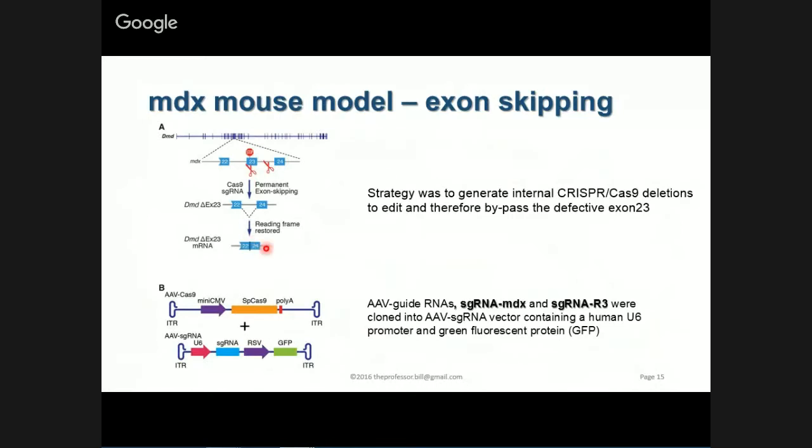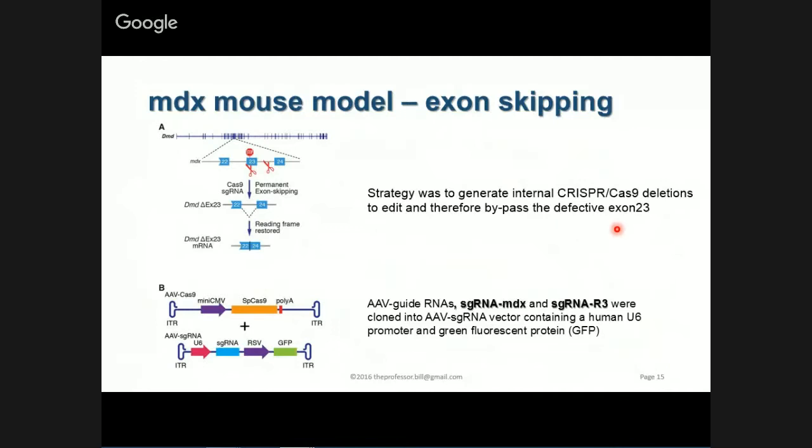And can we act using CRISPR in the adult? And that's the basis of the paper. It's to generate this internal CRISPR-Cas9 deletion through editing and then bypass, eliminate this particular exon.